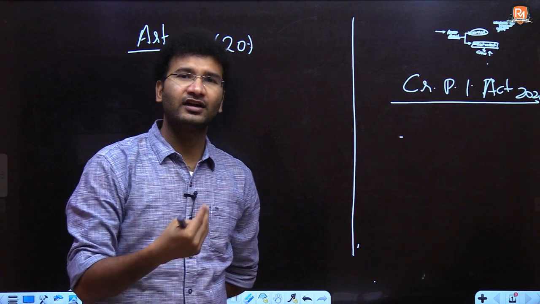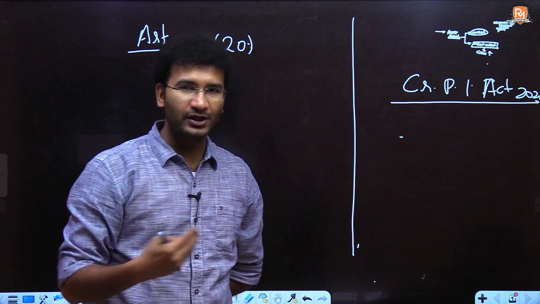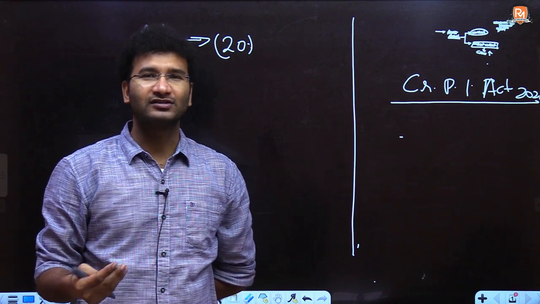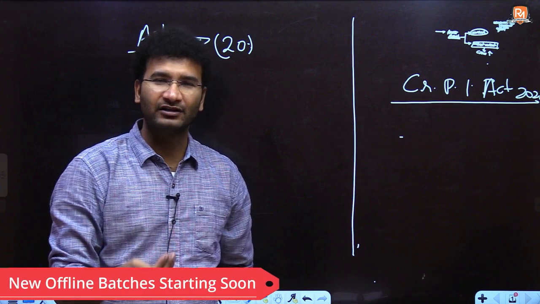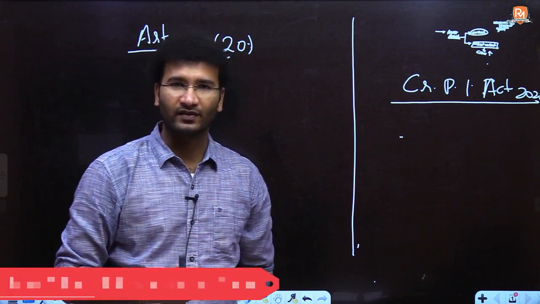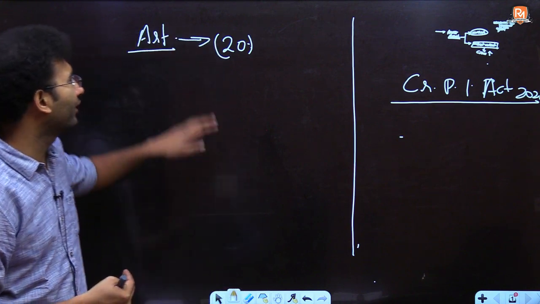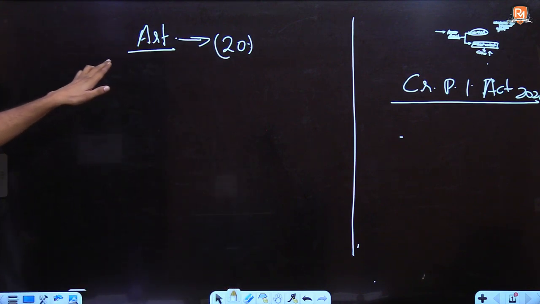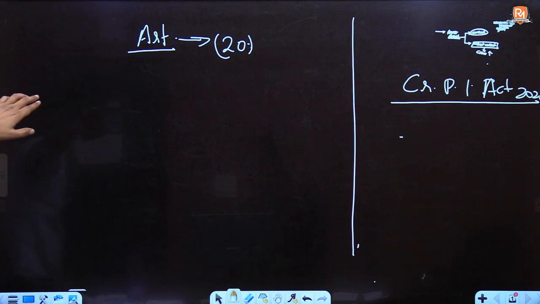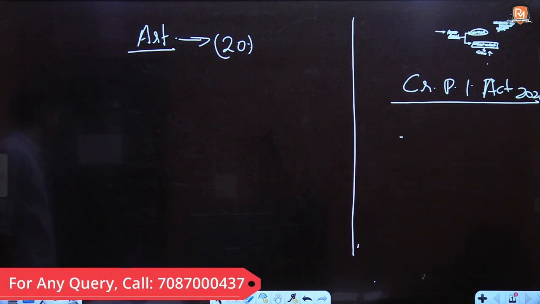Now, it is also said that there is a controversy that Article 21 can also be abridged, because the right to privacy is a fundamental right which is given under the right to life, under the Puttaswamy judgment. Now, let's see how it is going to infringe Article 20 of the Constitution of India, right?